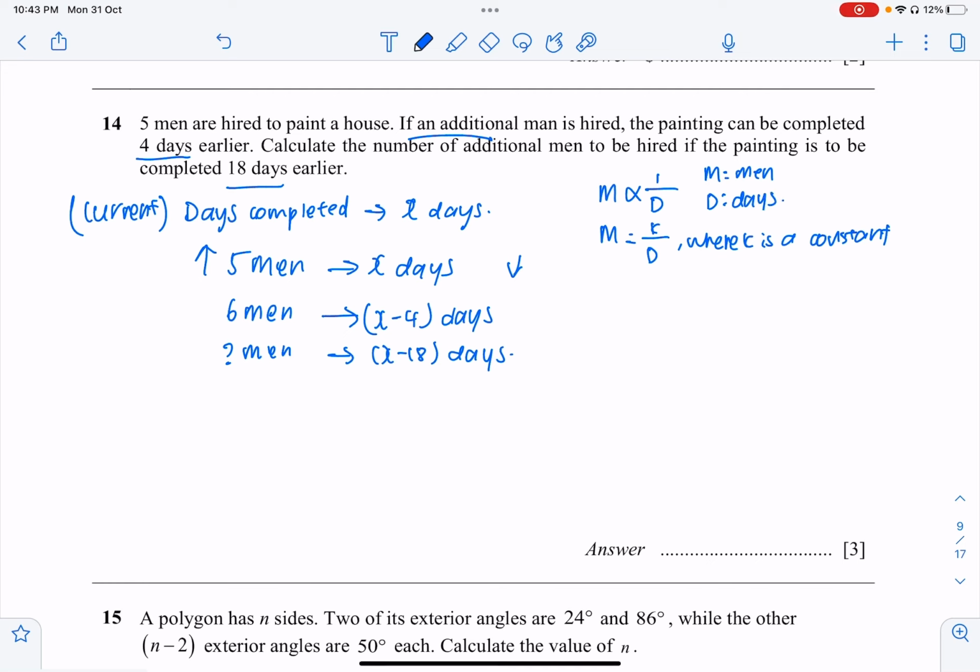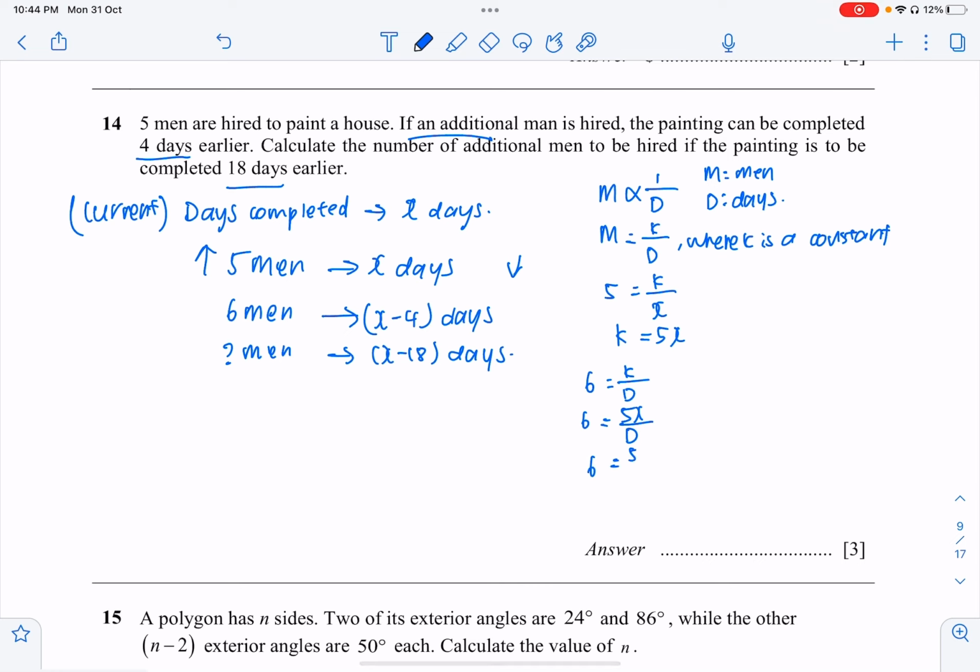In this case we're given the first value. If there are 5 men, we don't know what k is, and we know that the number of days is x, so k equals 5x. Remember, this is a constant that we can use in other equations. Now when the number of men is increased to 6, that means 6 equals k over d. We know that k is 5x and d is what we have to identify, which in this case is x minus 4.